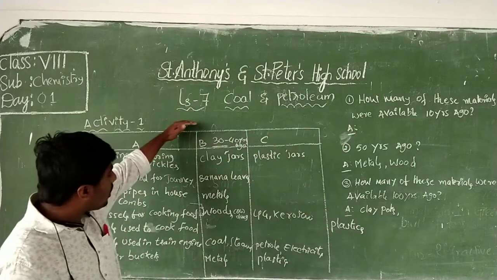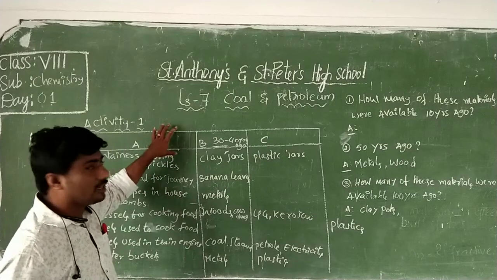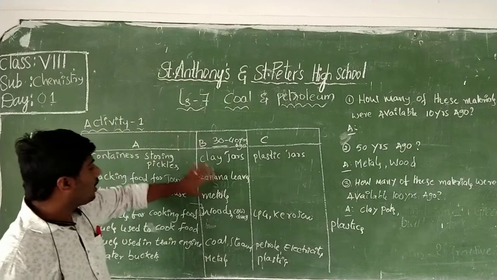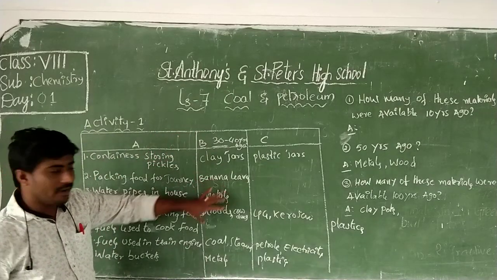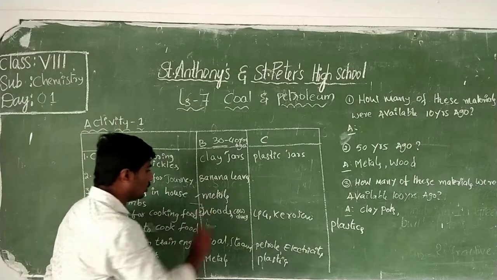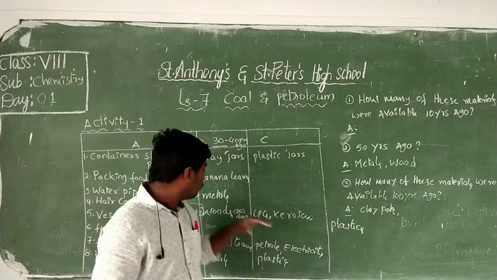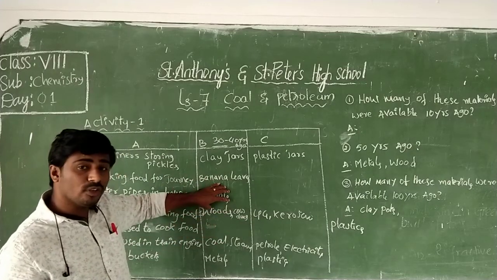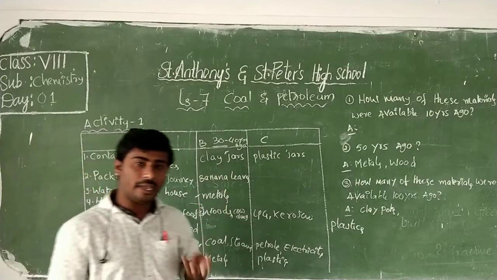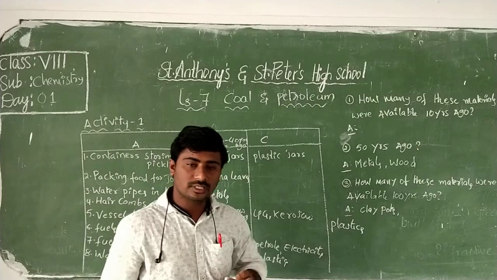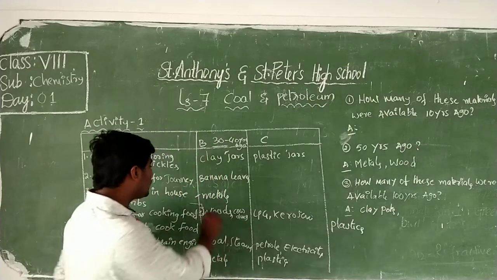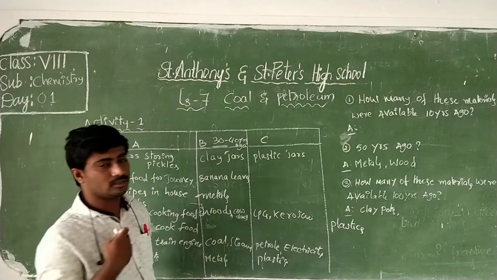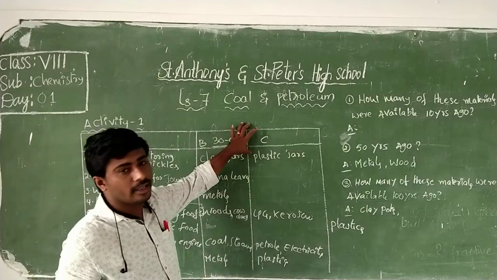So what are the common materials that we observe in this activity? The common materials are metals and wood. Even nowadays we use wood, and we use metals like iron, gold, silver. So these are the common materials that we use nowadays as well as 30 to 40 years ago.